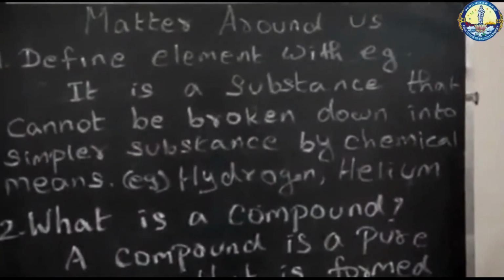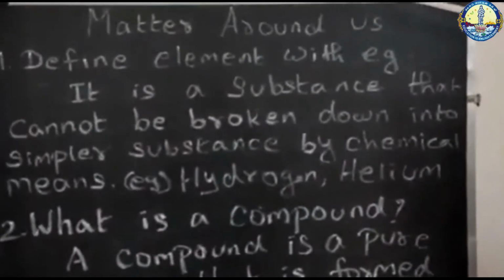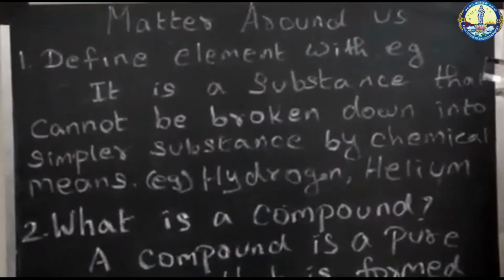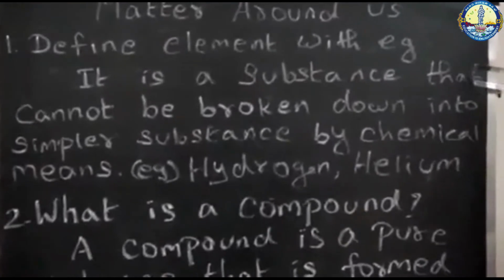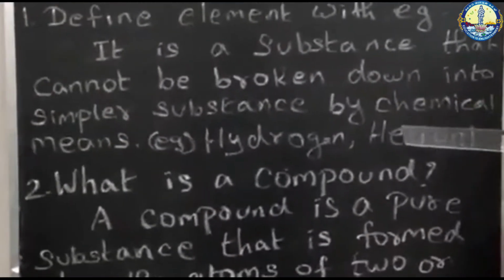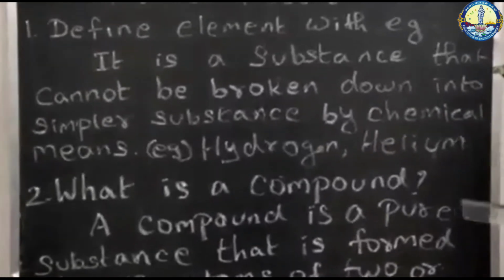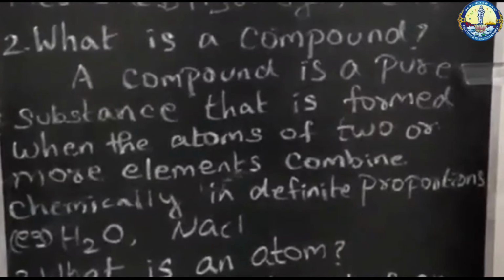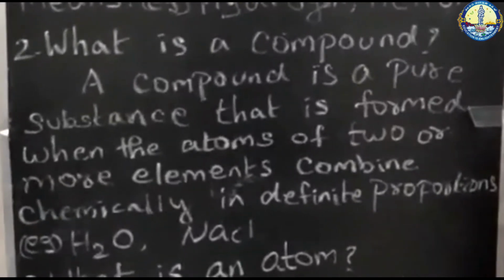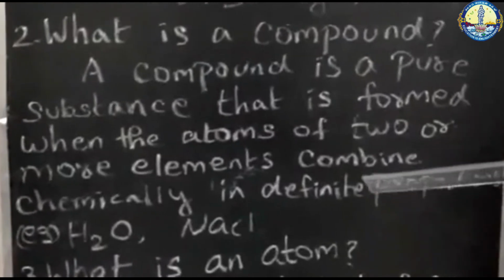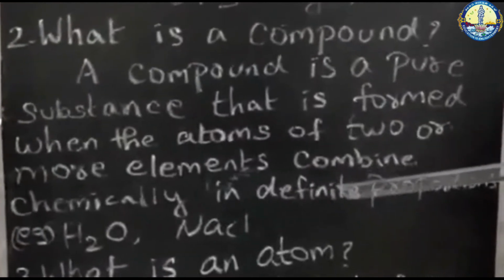Now we can see the question answers from this lesson, Matter Around Us. Define element with example. It is a substance that cannot be broken down into simpler substances by chemical means. Example, hydrogen, helium. What is a compound? A compound is a pure substance that is formed when the atoms of two or more elements combine chemically in definite proportions. Example, water, sodium chloride.